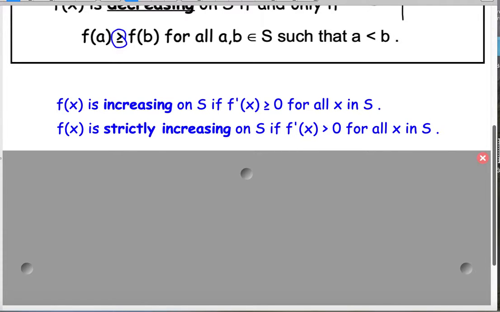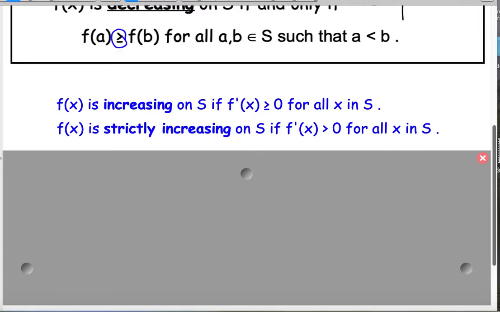Now let's tie this into derivatives. So our function's increasing on an interval S if f prime of x is greater than or equal to 0 for all the x's in that interval. So for every x value in that interval, the derivative has to be non-negative. If the derivative is positive, so if we exclude equal to 0, then we say that our function is strictly increasing on that interval. So it doesn't level off at all.